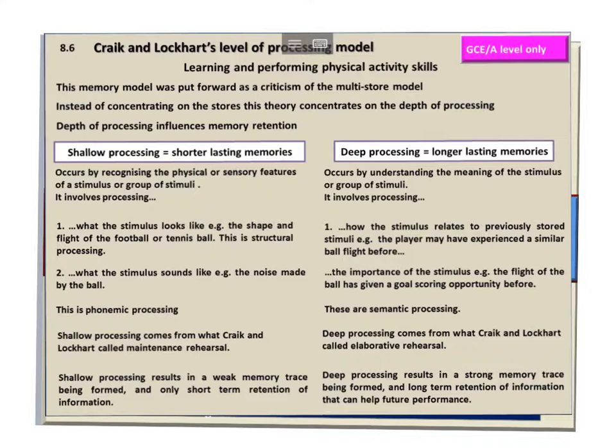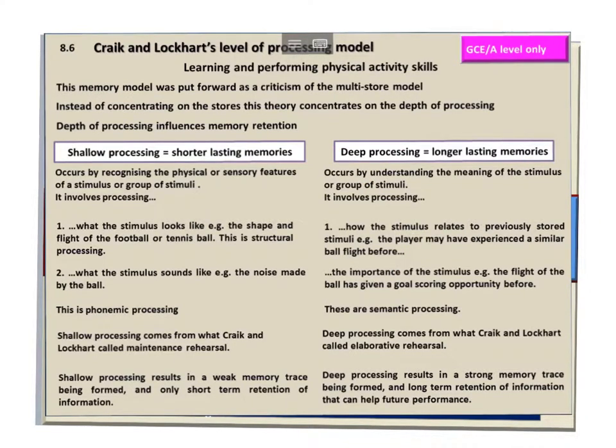So they have suggested that this comes about by understanding the meaning of the stimulus or the group of stimuli. The main thing here is understanding the meaning, so how the stimulus relates to previously stored stimuli. The player might have experienced a similar flight before, so then he can recall any information from the past. And the importance of the stimulus is the key part. If they understand how important that stimulus is, the more chance it's going to get into the deep processing part of the brain.